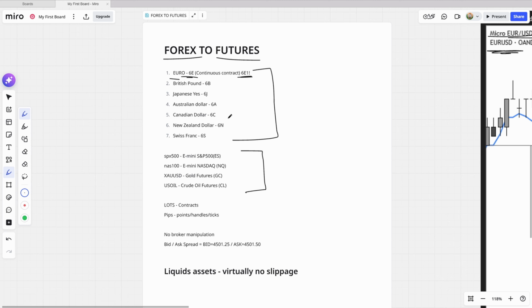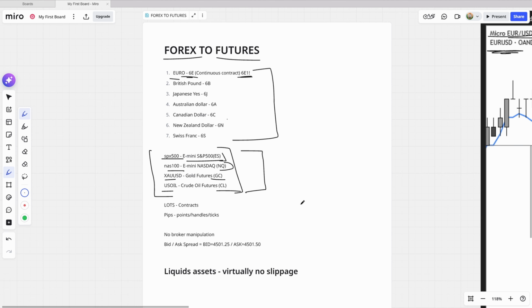Now let's talk about other common conversions from CFD or Forex instruments to futures contracts. If you're used to trading SPX 500, the futures equivalent is ES. If you trade NAS 100 or NASDAQ CFDs, the futures equivalent is NQ. If you trade gold CFDs, the futures contract is GC. If you trade oil CFDs, the futures contract is CL. So instead of trading through a Forex broker's CFD product, you're trading the centralized exchange-traded futures contract.